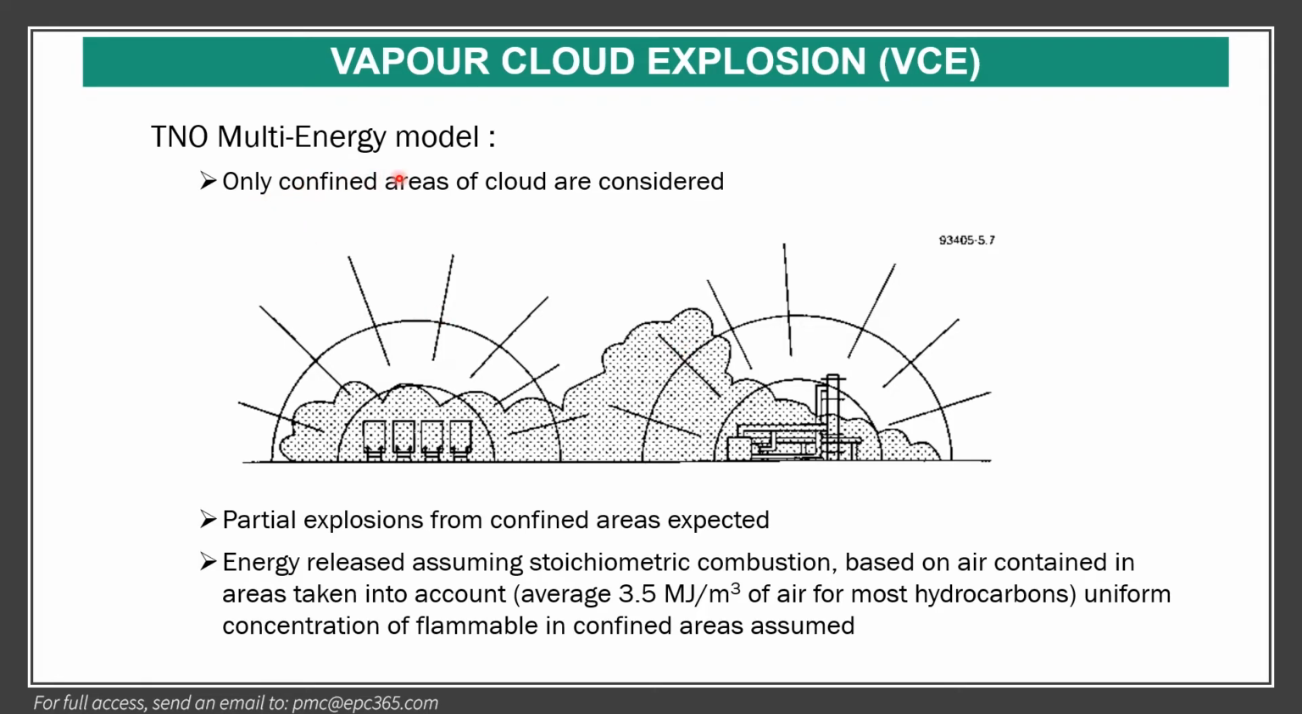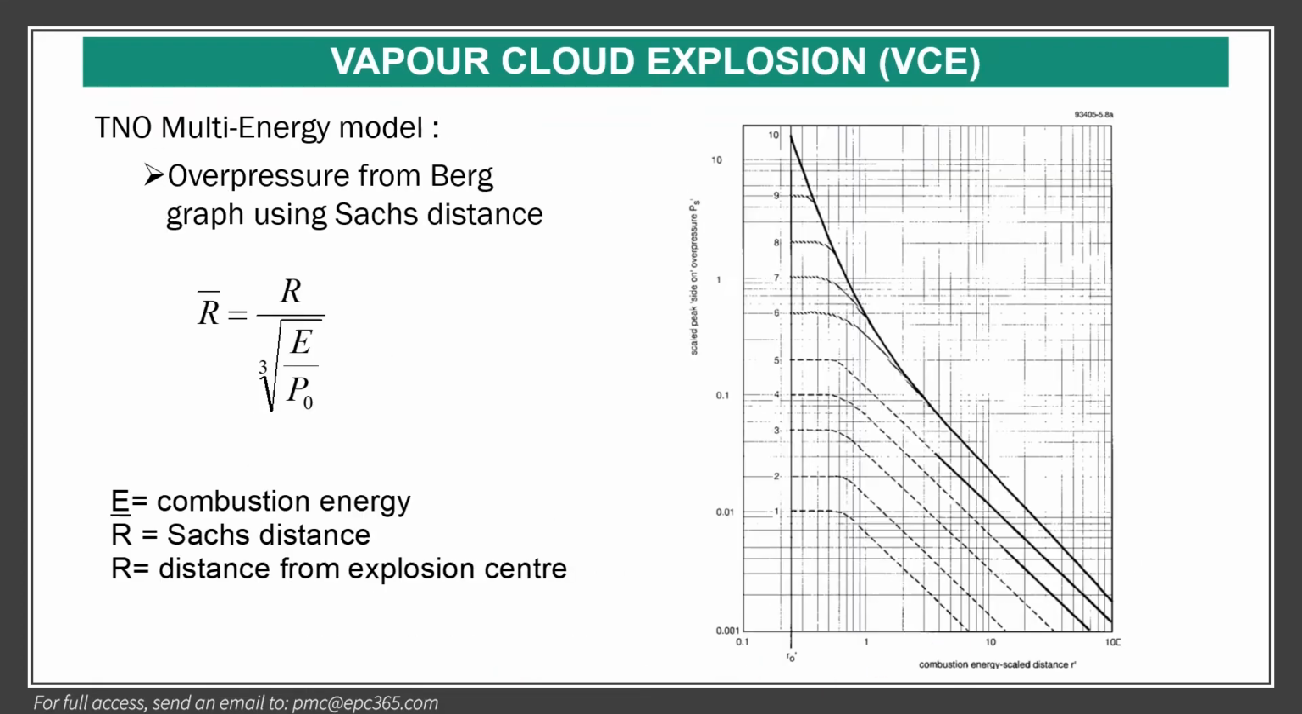The TNO multi-energy model, something like this. Partial explosion from the confined area is expected, and energy release assumes stoichiometric combustion based on the air contained in the area, taking into account an average of 3.5 MJ per cubic meter of air for most hydrocarbons. Uniform concentration of flammable in the confined area is assumed.